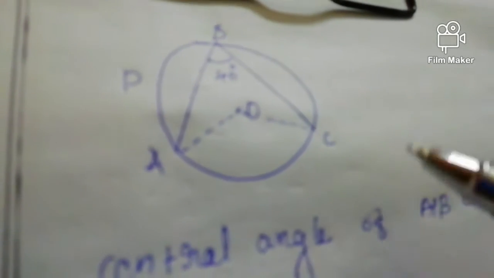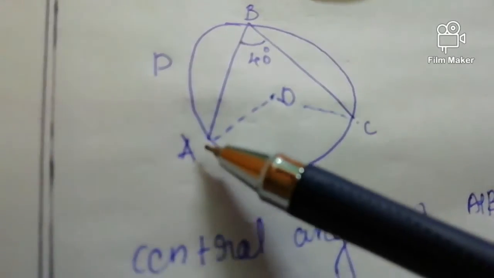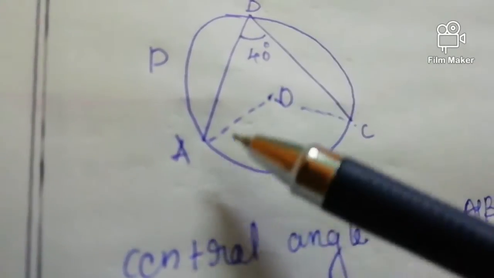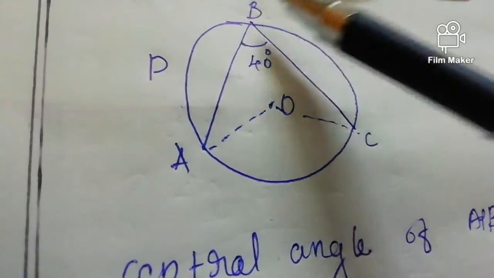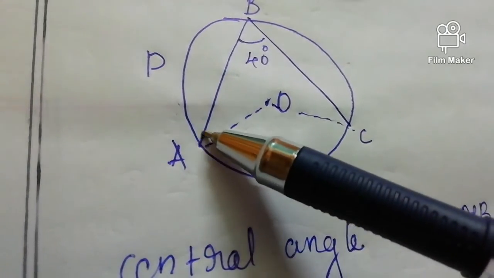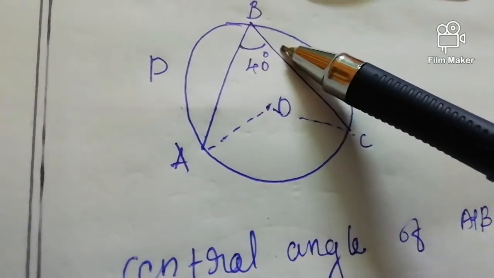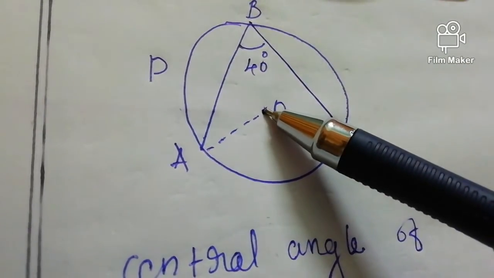This is our figure, the circle, and APB is our arc. We have to find the central angle of arc APB. AB and BC are equal, which is given in the question. Angle ABC is 40 degrees and O is the center.